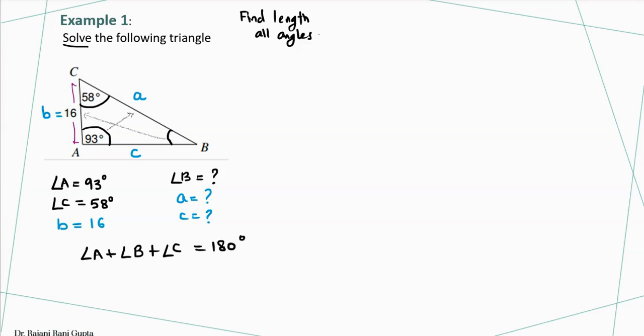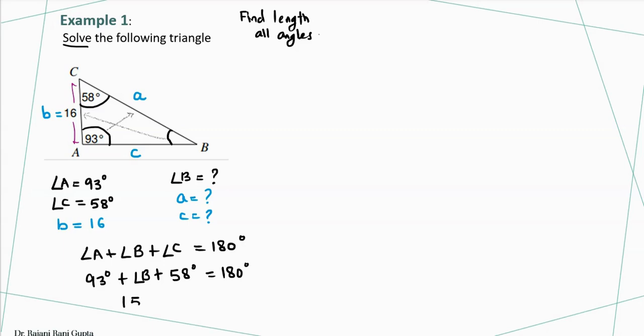Angle A is 93 degrees. Angle B we don't know. For angle C we have 58 degrees, and the sum of the angles is 180 degrees. Now, what does this give you? I hope you know how to find it. You just add 93 and 58 and subtract it from 180.